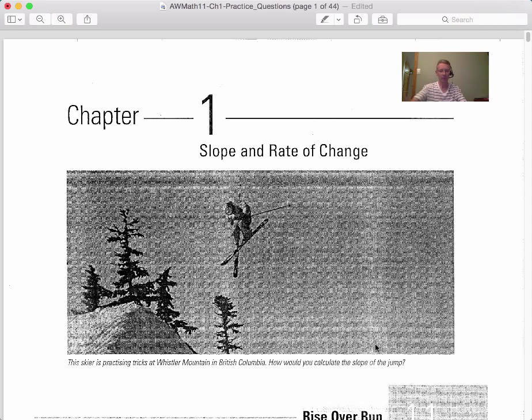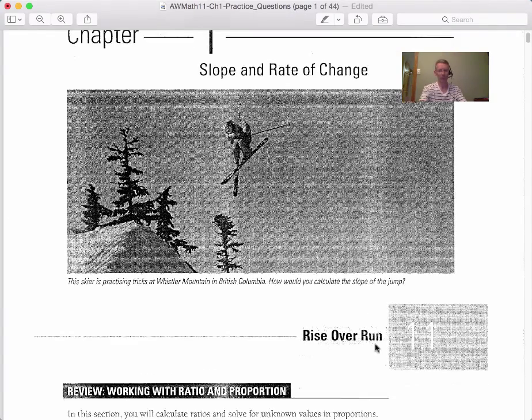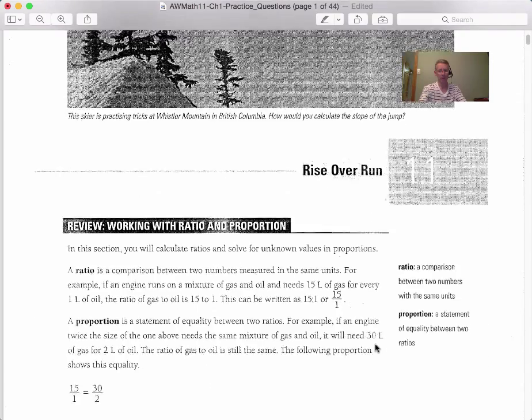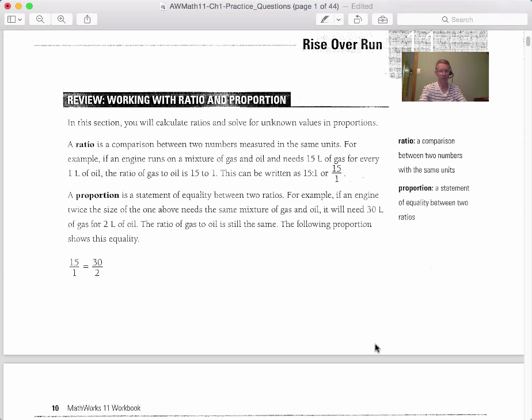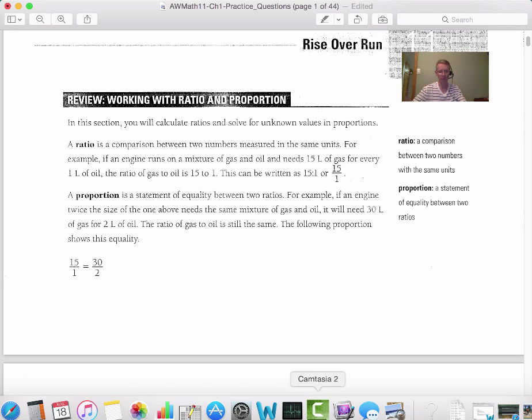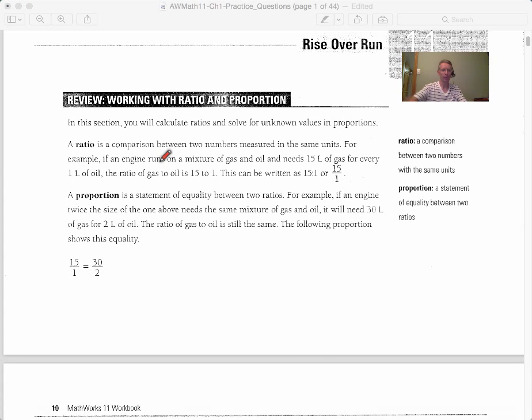Let's scroll down here, and you see that we're going to talk about ratios and proportions to begin with. I'm going to try and make these lessons as brief as possible and just hit the highlights. So just bear with me while I bring up some tools here.